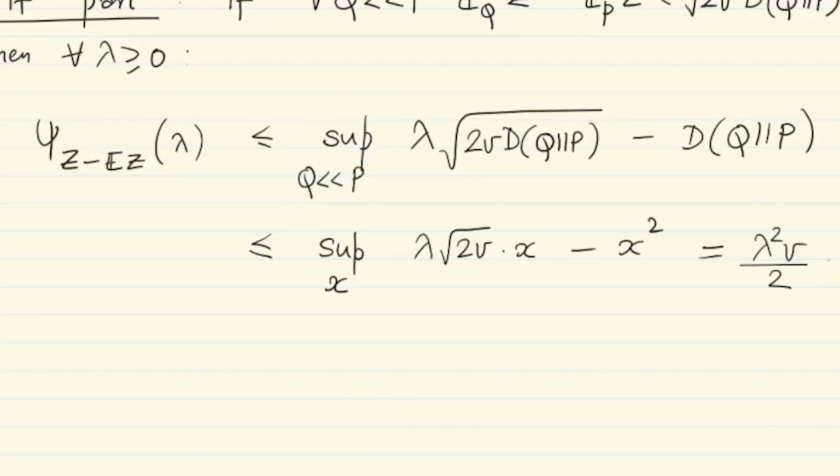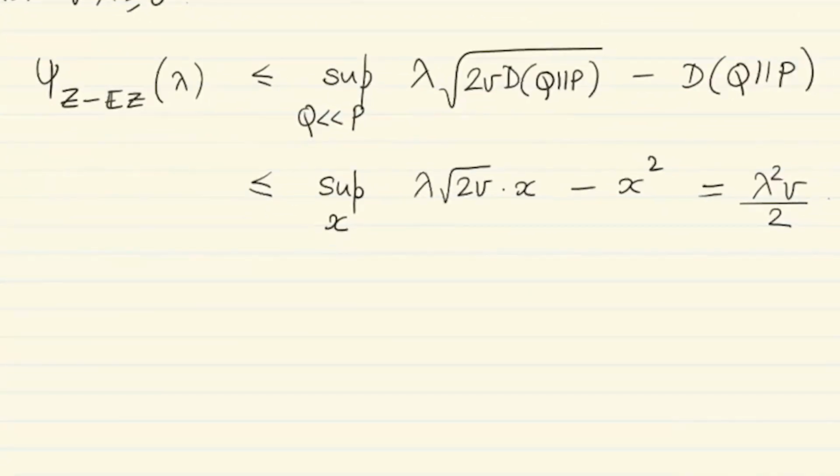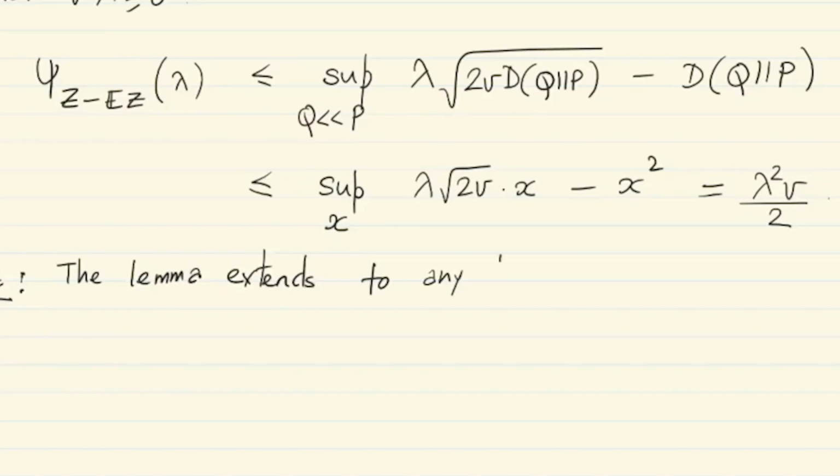In fact, this lemma is a little more general than what we just wrote. So, we will just make a remark here that the lemma extends to any nice enough function g. So, essentially we need g to be convex and with smooth derivatives as follows. You can check this in the textbook for the more general version.